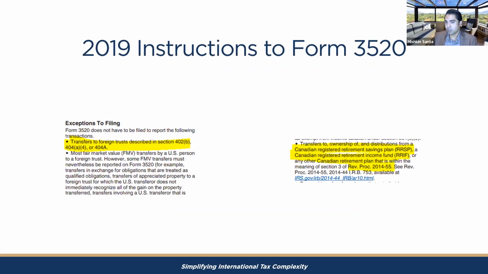There's a special revenue procedure that they passed where they pulled a carve out just for the Canadian RRSP and the Canadian RRIF. And so basically what that has done is it has kicked both of those plans out of 679 and back into 402. So you may not have to report the RRSP or the RRIF on the 3520 or 3520-A, but you still have to report it on the 8938 Part 6.